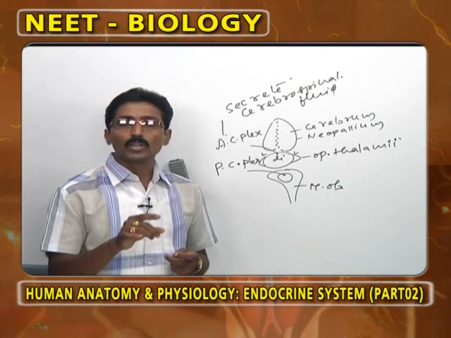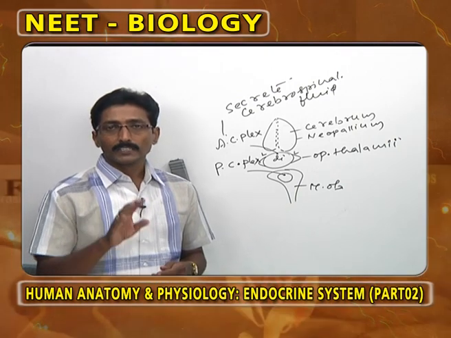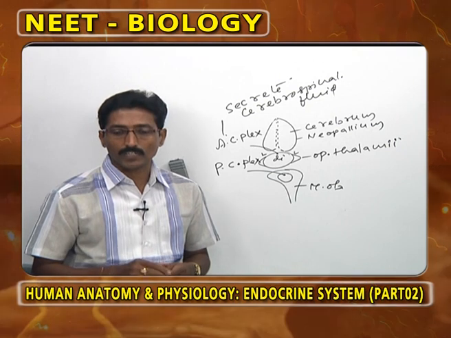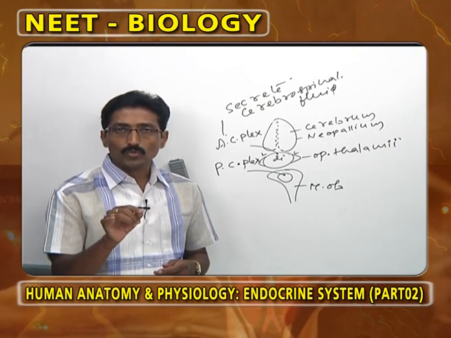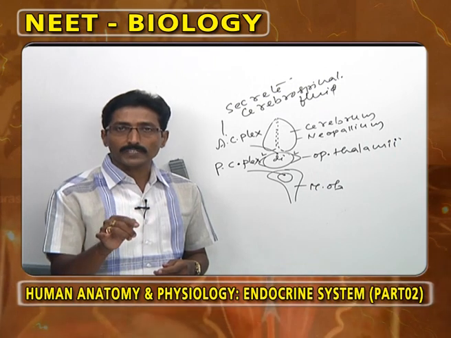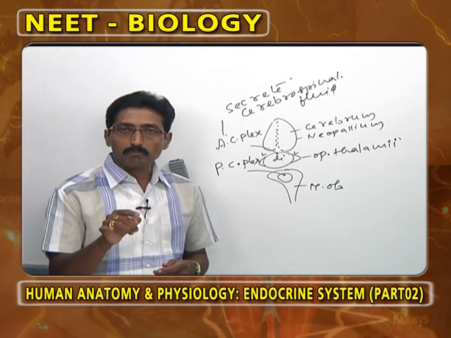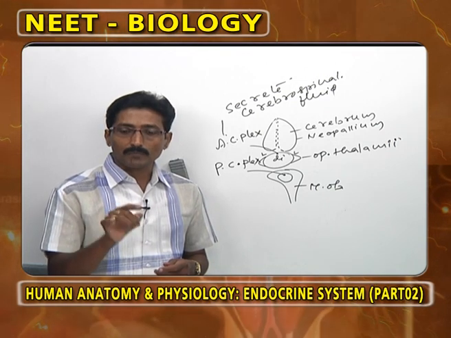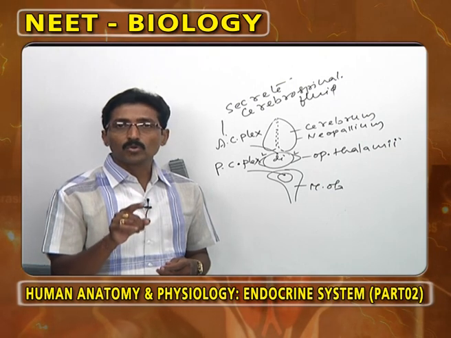Third, trochlear. What is the other name of trochlear? Pathetic. That is the 4th pair of cranial nerves. The 4th pair is supplied to the superior oblique eyeball muscle. Depending upon the function, the 4th one is motor.